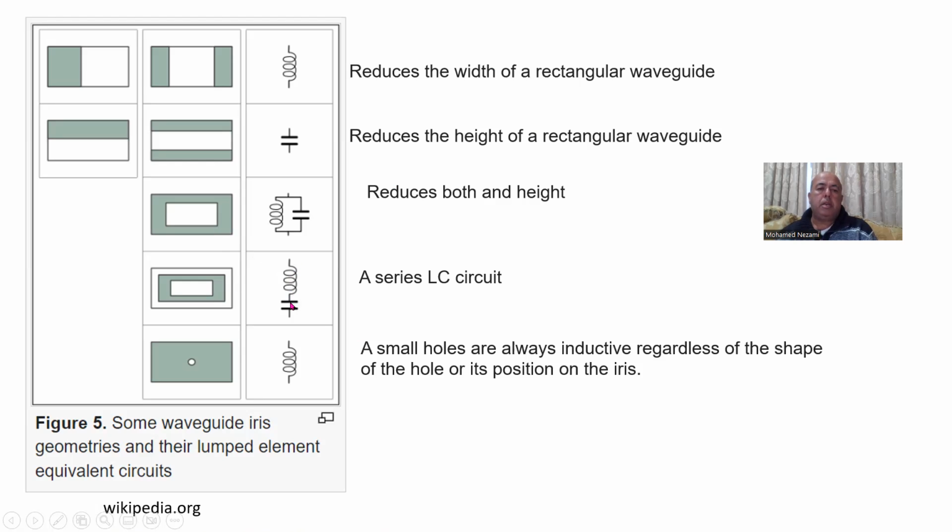So if you need a series one, you basically implement a sheet that is done in this way. And then we can get to the iris hole. Now, regardless of the shape of the hole in here, this will always have an inductive susceptance to it.